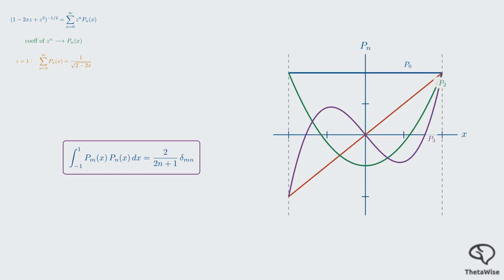Finally, the notes list recurrence relations, including n P sub n equals 2n minus 1 times x P sub n minus 1 minus n minus 1 times P sub n minus 2. These relations let us move between neighboring polynomials without differentiating from scratch.